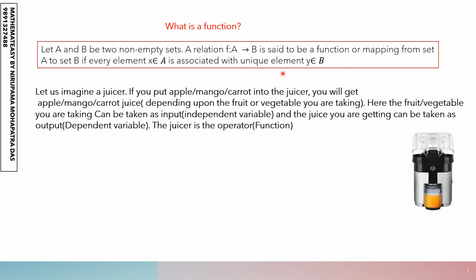And if we go mathematically, as you already have studied relation prior to this concept, here let A and B be two non-empty sets. A relation f from A to B is said to be a function or mapping from set A to set B if every element x belongs to A is associated with a unique element y belongs to B.